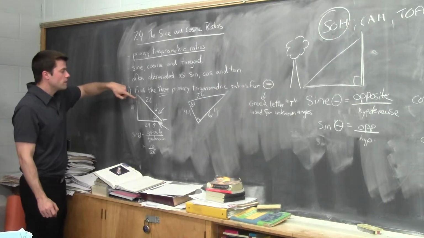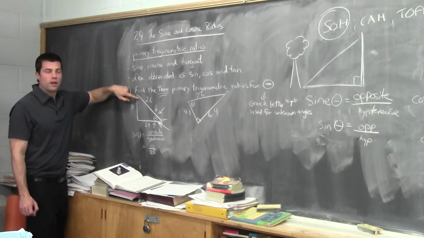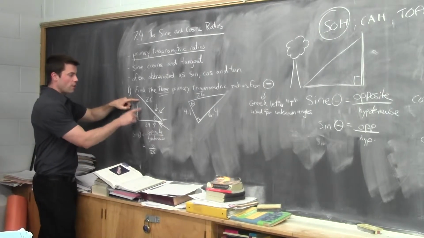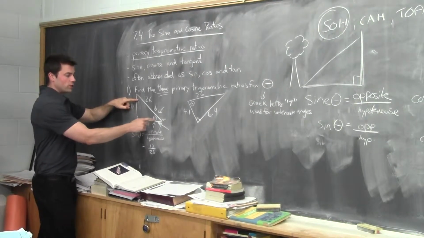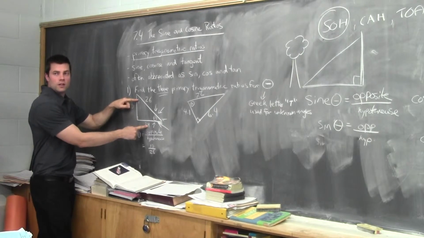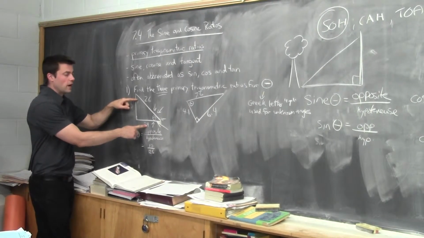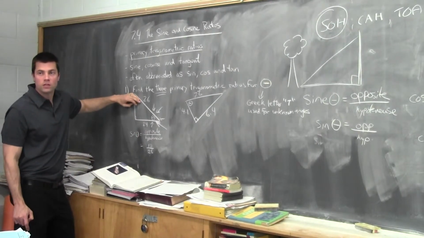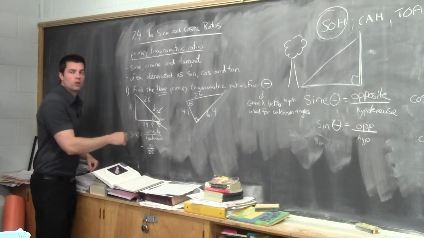Because if we identify this angle, then everything is going to be mixed up. Everything is going to be backwards, because this side is now opposite this angle, whereas for this angle, this side is adjacent. That's the biggest trouble people have, is they want to call one side opposite all the time. But it's not. It's all dependent on what angle you're looking at.